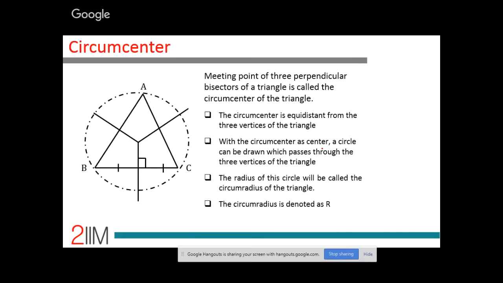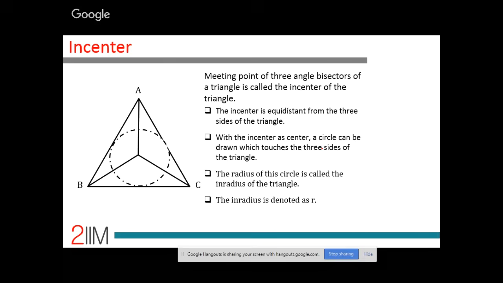Circumcenter is meeting point of perpendicular bisectors. In center is meeting point of angle bisectors. With circumcenter as center, we can draw a circle that goes around the triangle or that circumscribes a triangle. This is called the circumcircle. The center of that circle is circumcenter. Radius of that circle is circumradius. Circumcenter, circumcircle, circumradius. Likewise, in center, in circle, in radius. Circumradius is denoted by capital R, in radius by small r. And so, in center, in circle, in radius, circumcenter, circumcircle, circumradius.